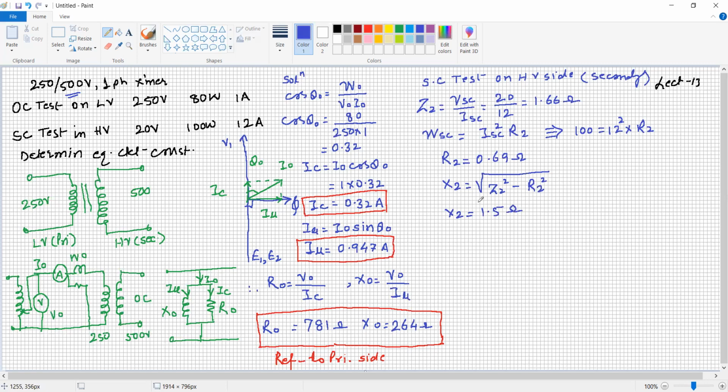Okay, but these values are referred to HV side. This is nothing but the secondary side. Now to draw the equivalent circuit, all parameters should be on either the primary side or the secondary side. So the primary side parameters are already there. We can refer everything to the primary side, or to the secondary side. So now refer to primary side.